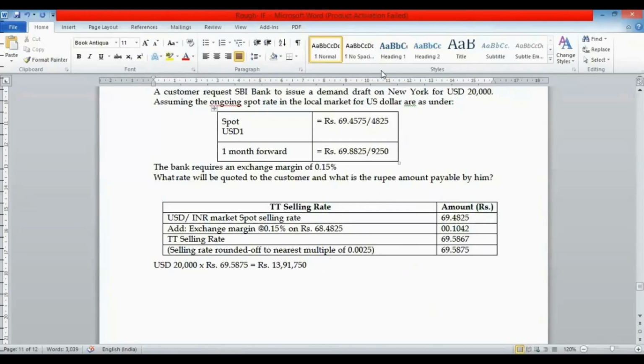I hope this numerical has cleared the concept of the TT selling rate. So at the end, again I would like to say that in this we have taken one or two numericals where we have discussed how to calculate the TT selling rate. This calculation part you will be thorough with by practice only. If you do more calculation, then more understanding will be there. Variety of problems which are there in the books as well as on the net, you can go through, and if some problem arises, then you can contact me.